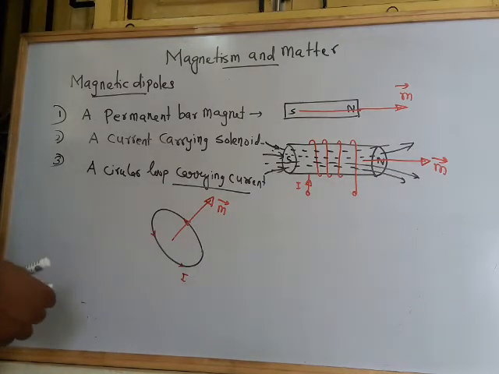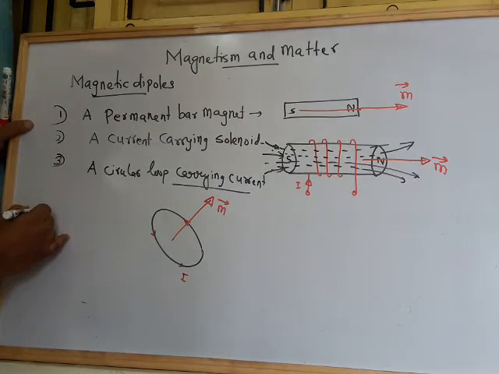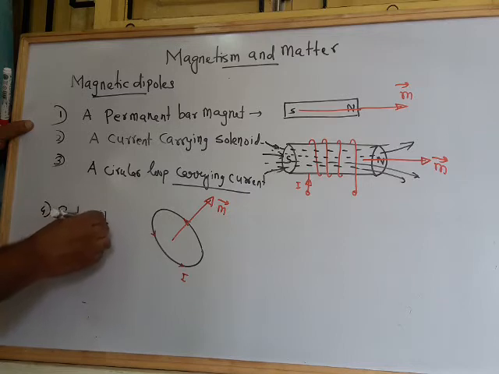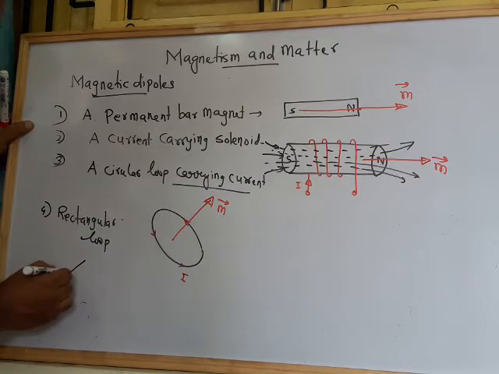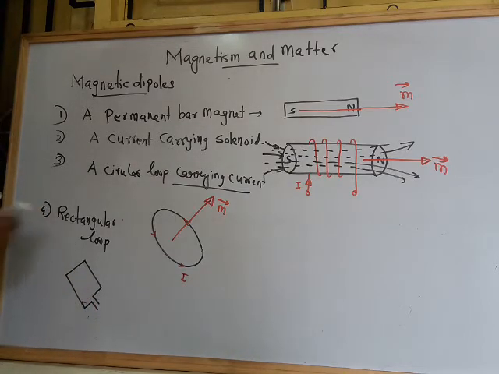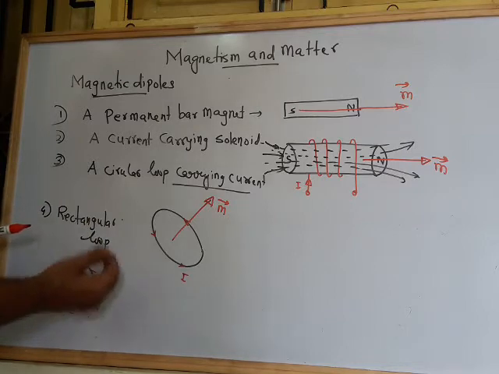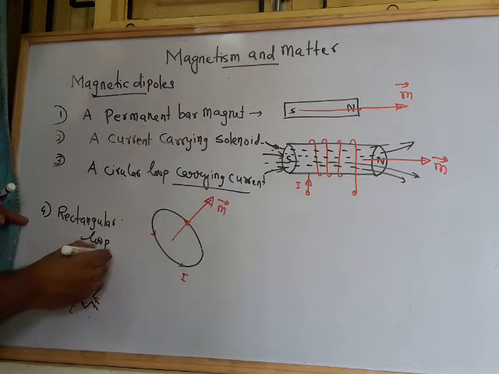Similarly, we have the rectangular coil also. That coil will also behave as a magnetic dipole. The fourth one is the rectangular loop, which can be called a magnetic dipole. See the rectangular loop, it looks like this. And the current is going in this manner. The current is I. Then again you hold your curling fingers, then you can mark the magnetic moment.